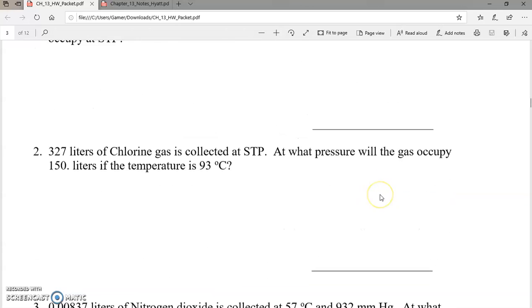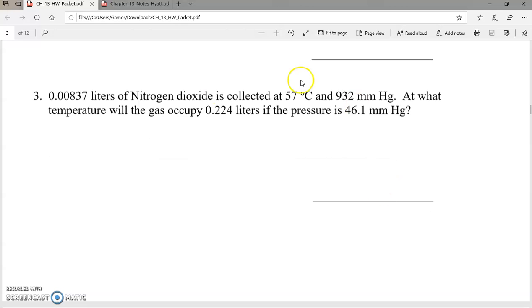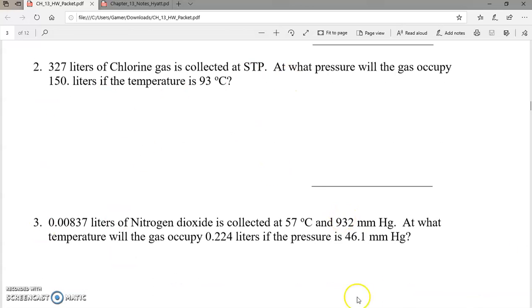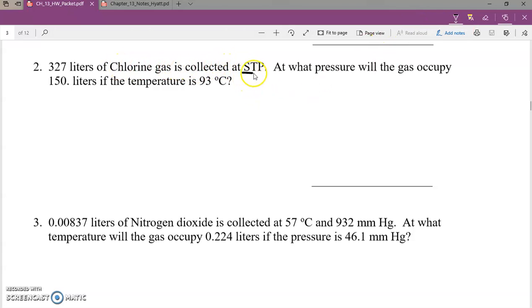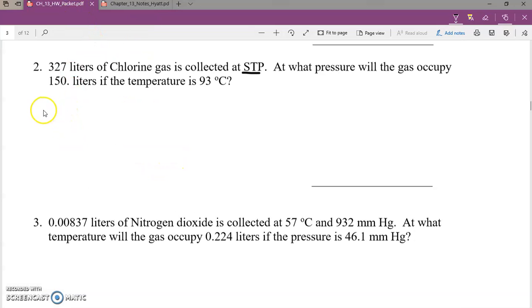I want to do a problem with everybody. Let's do number 3. Actually, let's do 2 and 3, so it works for everybody here. It says 327 liters of chlorine gas is collected at STP. At what pressure will a gas occupy 150 liters if the temperature is 93 degrees Celsius? Now, to look at this equation again, it is P1 V1 T2 equals P2 V2 T1. Let me put that right there.